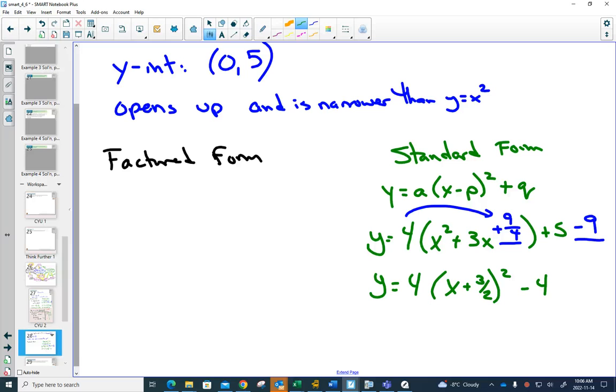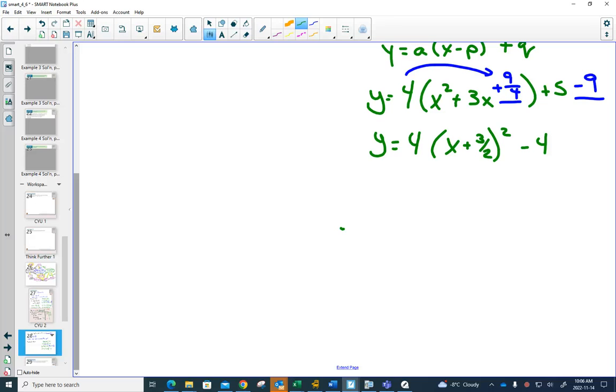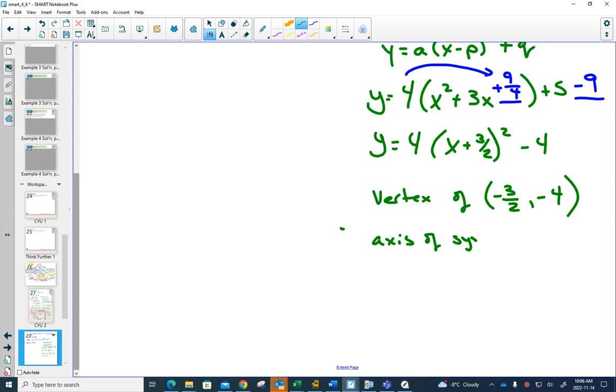So changing to standard form gives me a vertex of negative 3 over 2, comma, negative 4. It also tells me my axis of symmetry is at x equals negative 3 over 2.